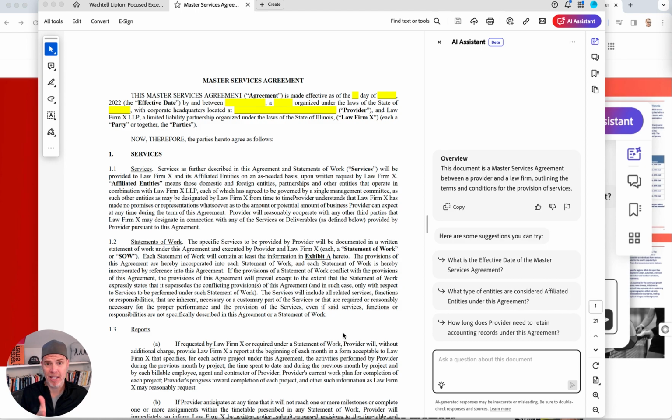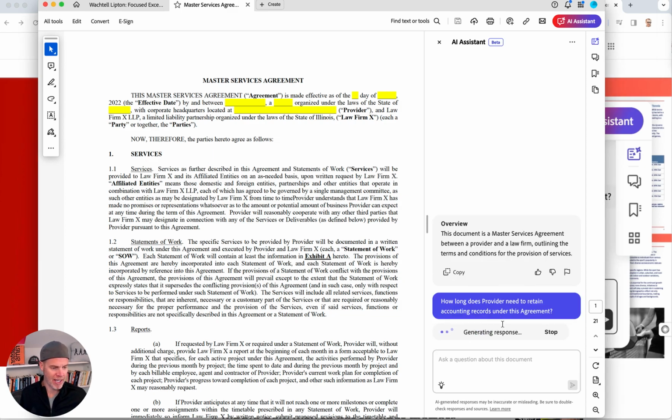Okay, so in this MSA, because again, I've read it and digested it and dissected it many times, there is a big data privacy section in here. It covers US as well as EU GDPR concerns and all that. It has data compliance and records management requirements in here too. And so say I'm reviewing this MSA and I don't want to go sifting through that. So maybe I just click on how long does the provider need to retain accounting records under this agreement.